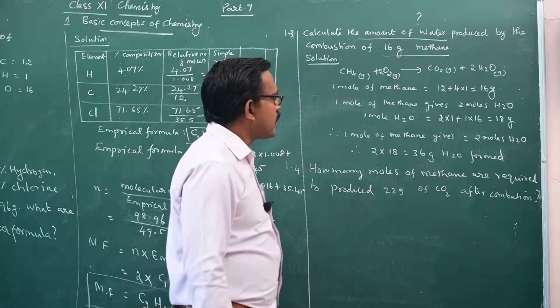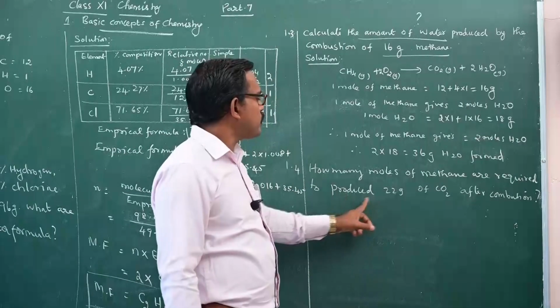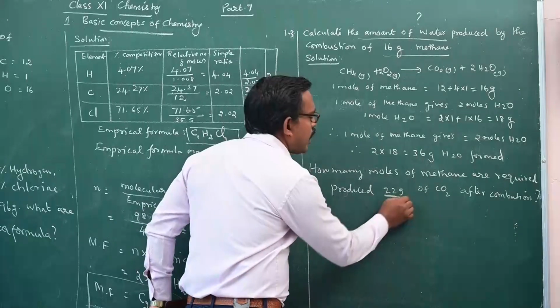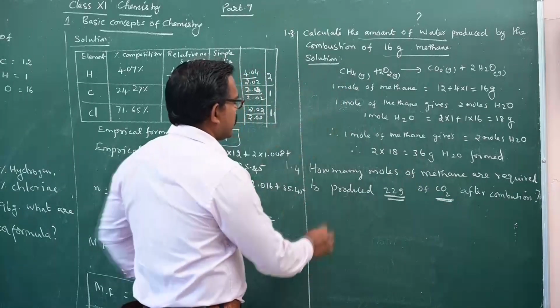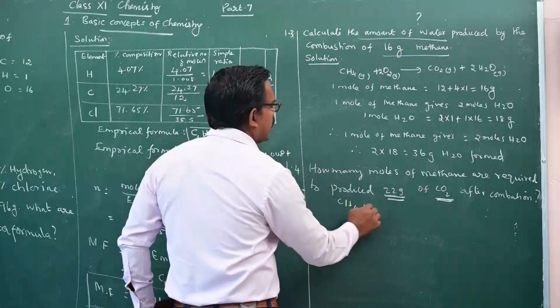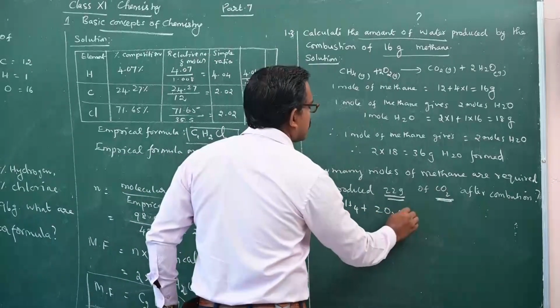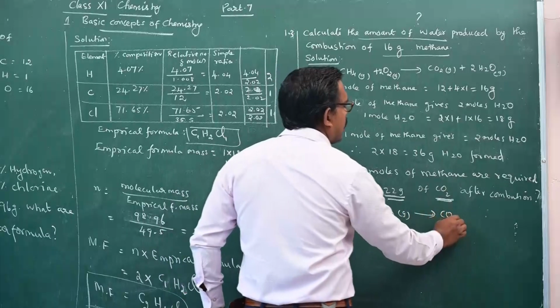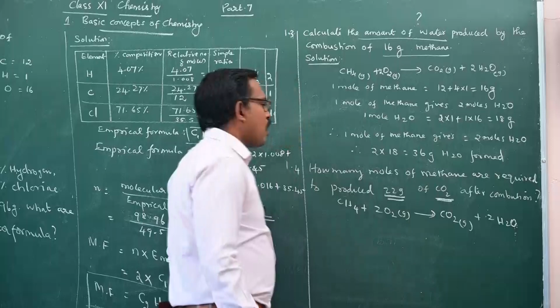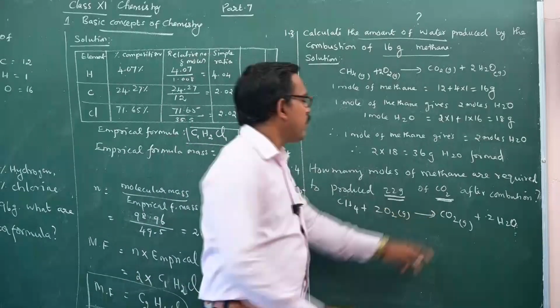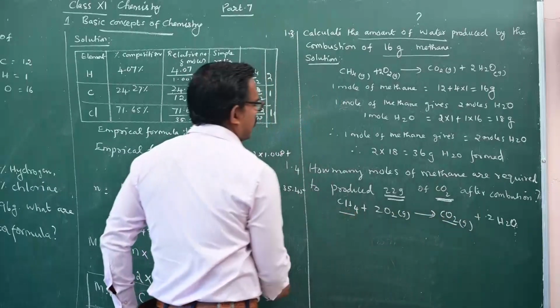How many moles of methane are required to produce 22 gram of carbon dioxide after complete combustion? Same equation, methane reacts with 2 moles of oxygen to give carbon dioxide and 2 moles of water. So, now you compare carbon dioxide and methane.